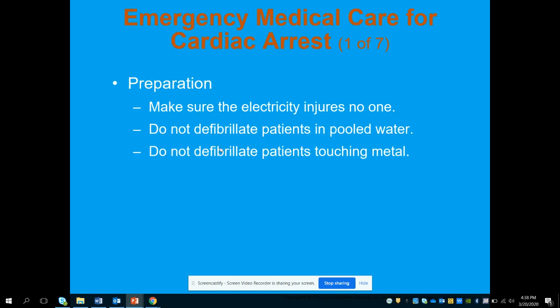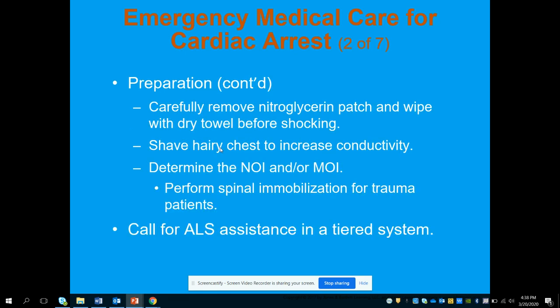So other things that we are thinking about in relation to the cardiac arrest, and we mentioned some of these, making sure that the electricity injures no one, so everyone is clear prior to defibrillation. The patient's not in any standing water because water can transfer that electricity. Same thing with metal. Those are good conductors of electricity, meaning that it could injure you or someone else.